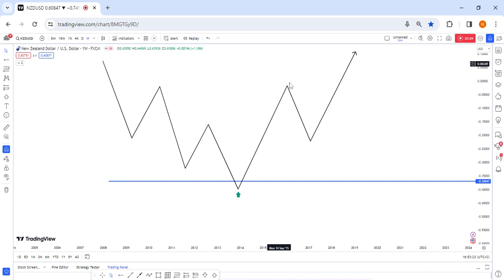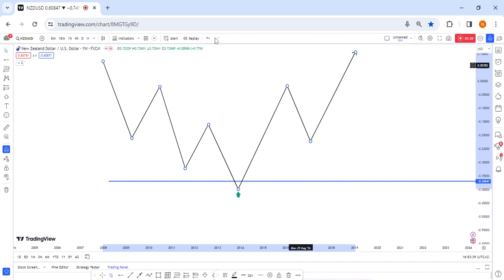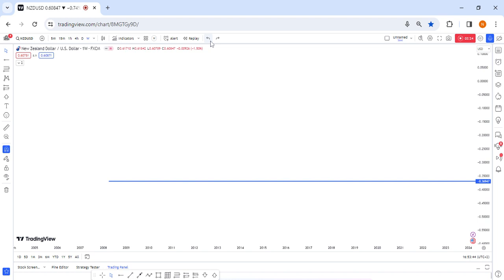So price starts pushing to the upside and starts making higher highs and higher lows. Okay, so that's pretty much how the concept of support works. Okay, let's look at resistance.